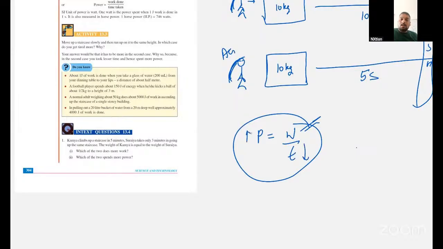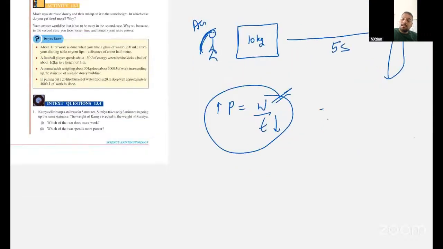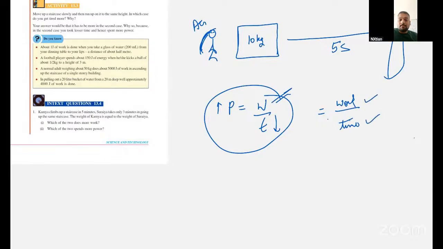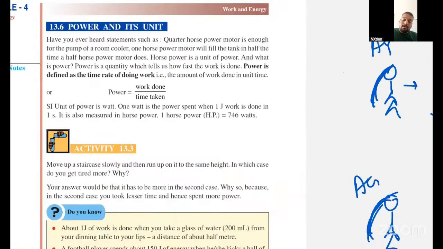Everyone got this? The formula is W upon T, which means work upon time. Power formula is work upon time, the work completed in unit time. So power is defined as the time rate of doing work, that is, the amount of work done in unit time, and the power unit is watt.